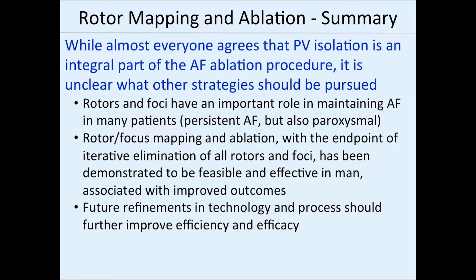We're looking at controlled studies, very carefully done studies, using FIRM mapping in conjunction with or after the fact with redo procedures and a couple of different studies to get some hard endpoints with this. Stay tuned for that. And future refinements in our technology and process should further improve both our efficiency and efficacy of using this tool. And we look for some good hard endpoints with future studies and a good discussion to follow.